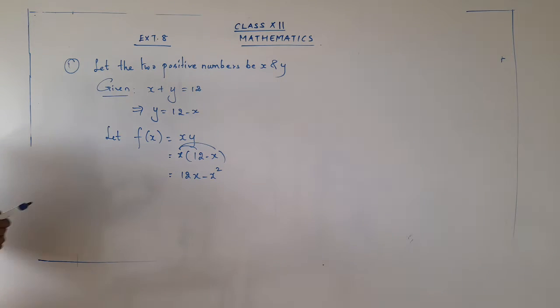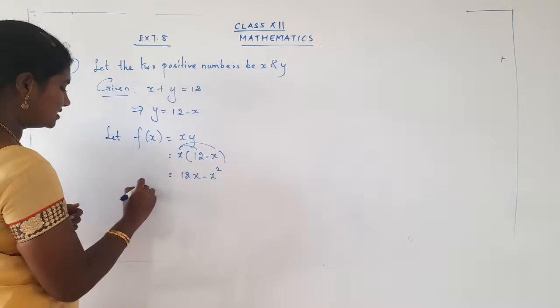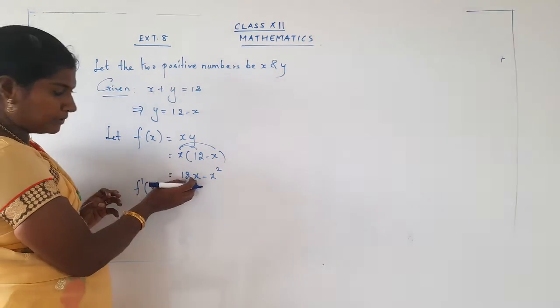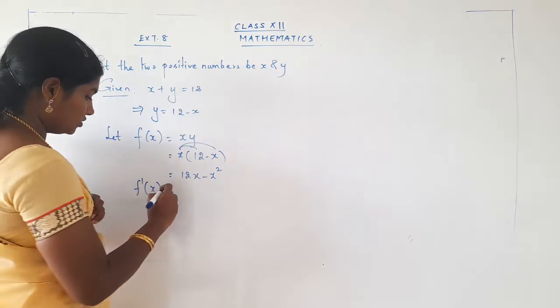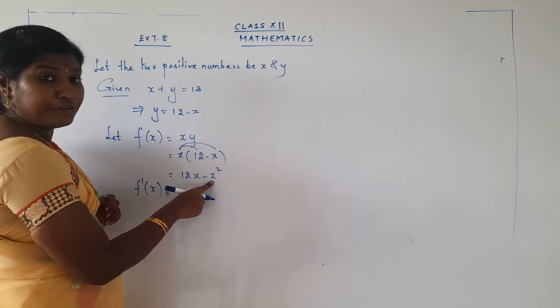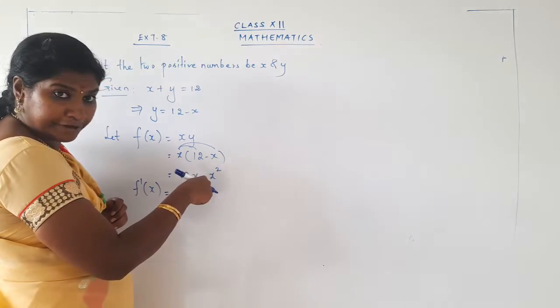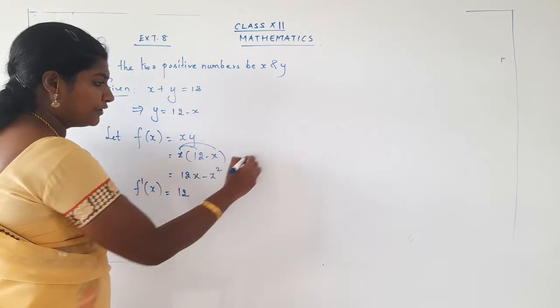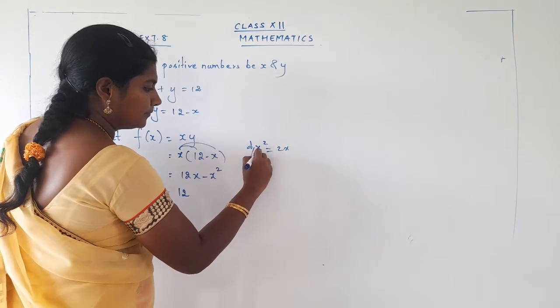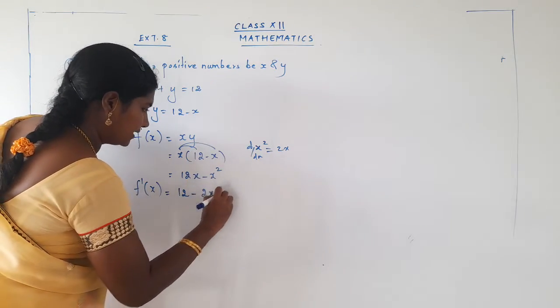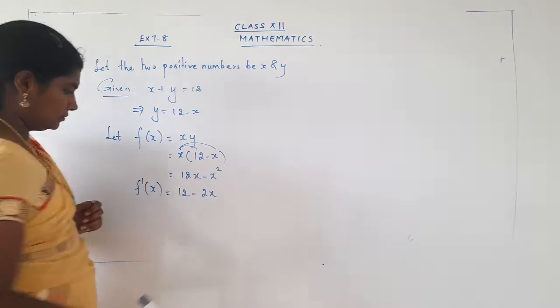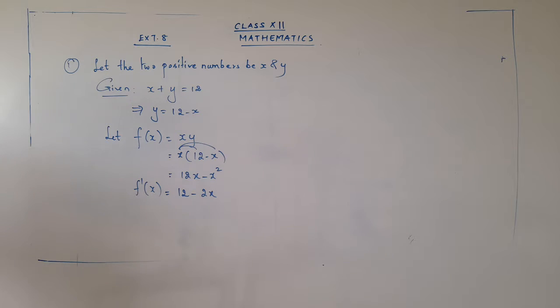Okay. So now the next step is to go for differentiation. I take the first derivative, f dash x. For 12x, very easy: 12 is a constant and the derivative of x is 1, so I get 12. The derivative of x square is 2x: the 2 will come to the front and you take minus 1 from the power, so 2 minus 1 gives 1. So this is minus 2x. So I have found the value for f dash x. f dash x is equal to 12 minus 2x.